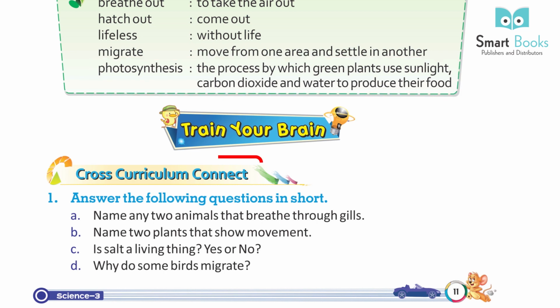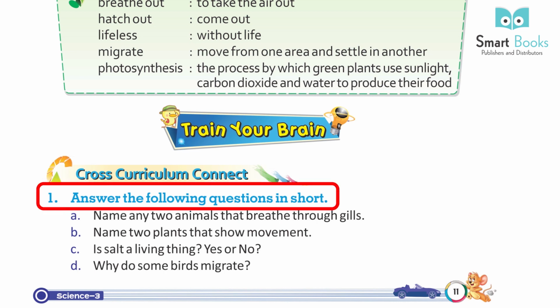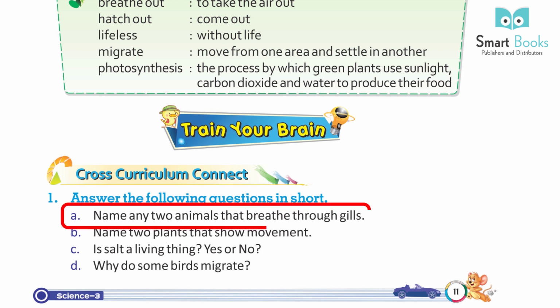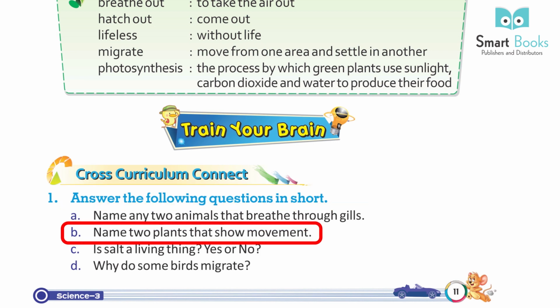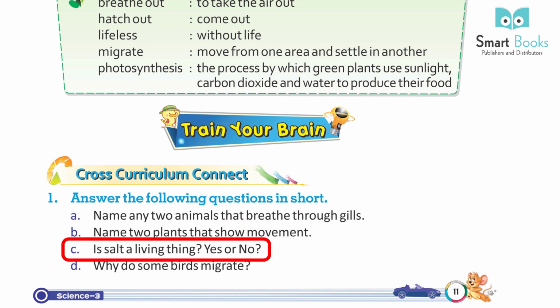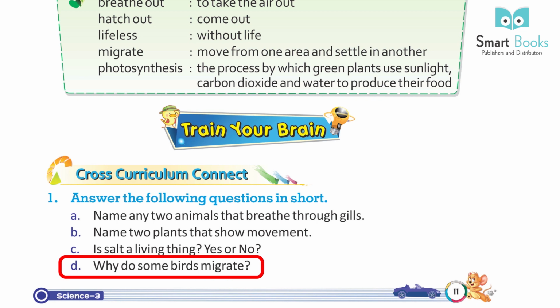Train your brain. Cross curriculum connect. 1. Answer the following questions in short. A. Name any 2 animals that breathe through gills. B. Name 2 plants that show movement. C. Is salt a living thing? Yes or no? D. Why do some birds migrate?